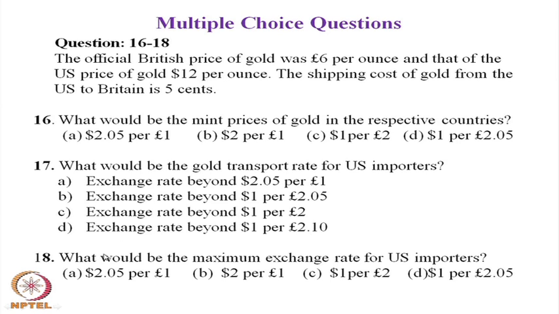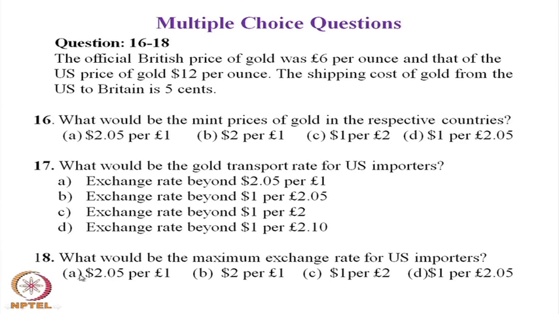Now question number 18: what would be the maximum exchange rate for the US importer? How much do they have to pay at maximum? This is nothing but the same gold transport point. So the answer is $2.05 per pound sterling. If the exchange rate goes beyond this, the importer will transport the gold rather than pay it. So the answer to question 18 is A, $2.05 per pound sterling.